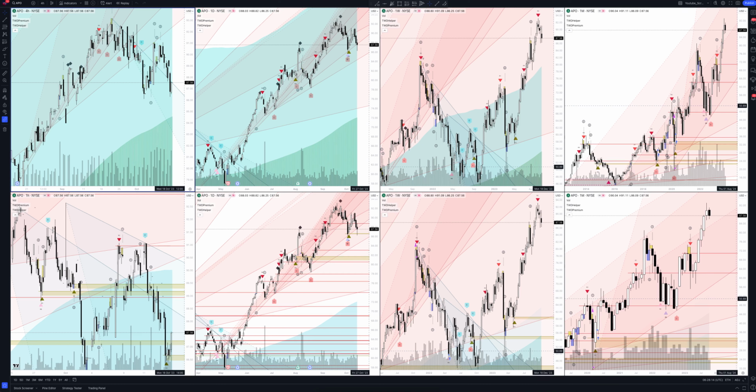Today we will take a look at Apollo Global Management stock. Let's analyze the market situation and find out how you can make money on it. Let's start.